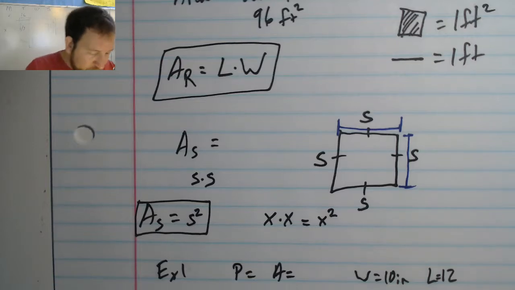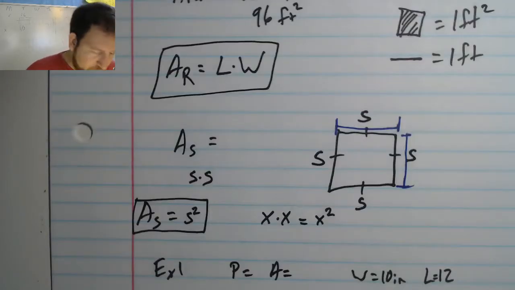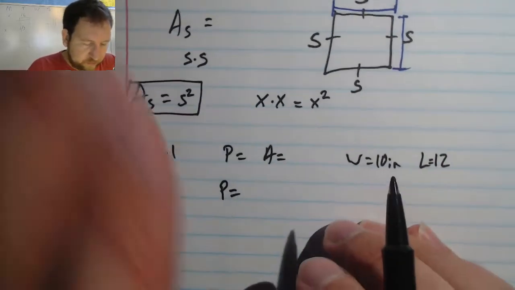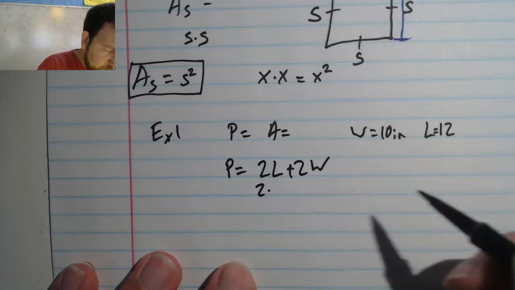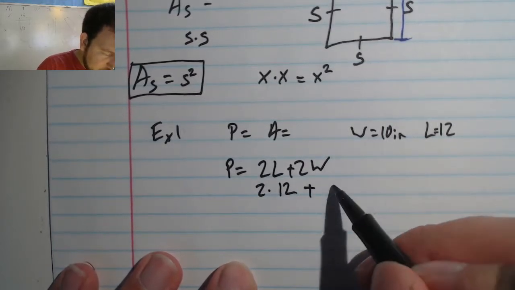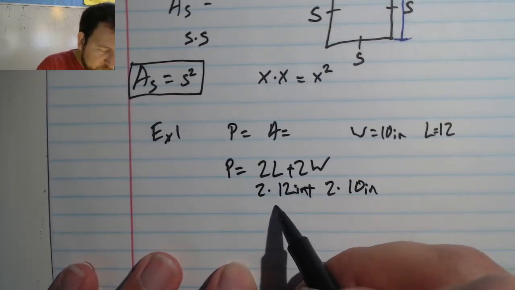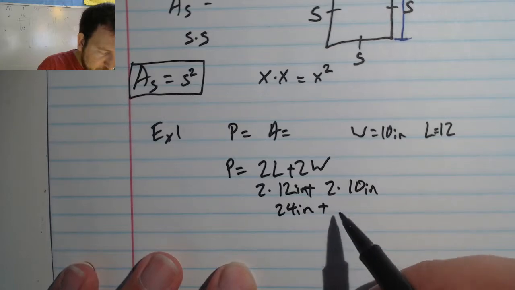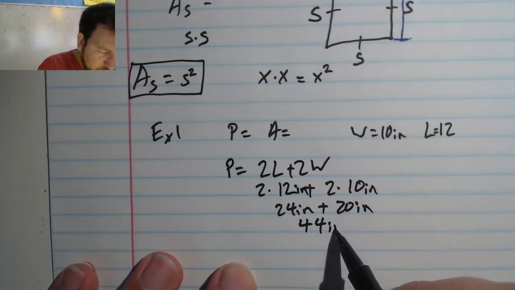Okay, so my perimeter of a rectangle is 2L plus 2W. Okay, let's put that down. 2L plus 2W. 2 times 12 plus 2 times 10, and those are inches. 2 times 12 is 24 inches plus 20 inches, which is 44 inches.